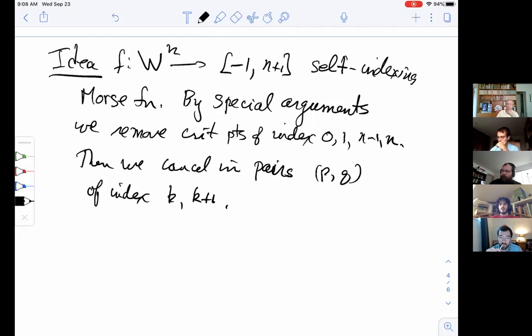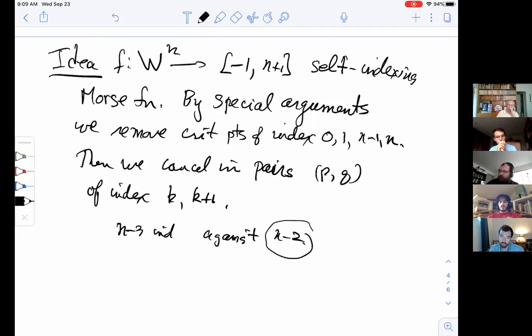Once we've gotten rid of all the critical points of index 2, we do the same thing for critical points of index 3, canceling them against critical points of index 4. We work all the way up until we reach the last level, where we cancel the index n minus 3 points against those of index n minus 2. We get rid of all the critical points of index n minus 3. So we're left only with critical points of index n minus 2.